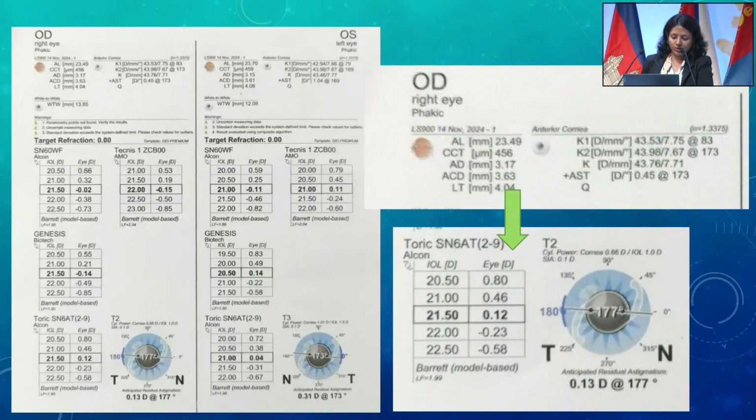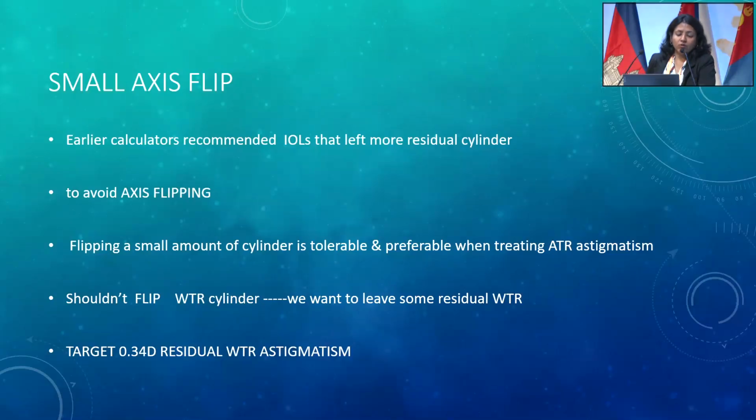This is a similar example of against the rule astigmatism, where correcting with a T2 would further reduce the cylinder to 0.13. Now, in the earlier days, it was thought that axis flip will cause a problem, so they used to leave a more residual cylinder to avoid the axis flipping. But then it was realized that flipping a small amount of cylinder is actually tolerable and preferable when treating against the rule astigmatism. But if it is a with the rule astigmatism, then you shouldn't flip the axis, because we want to leave some residual with the rule astigmatism. Target ideally should be 0.34 of residual with the rule astigmatism.